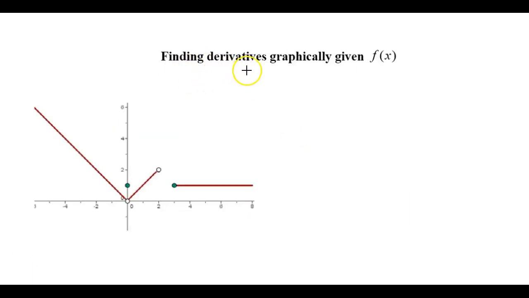Alright, so we want to find derivatives graphically given f of x. So this function here is my function f of x, and although I said we are going to be dealing with curves, it's easiest to start out with lines. So this here is my graph of f of x, and what I want to draw is the graph of f prime of x. So f of x is some function, and f prime of x is going to be some function as well.